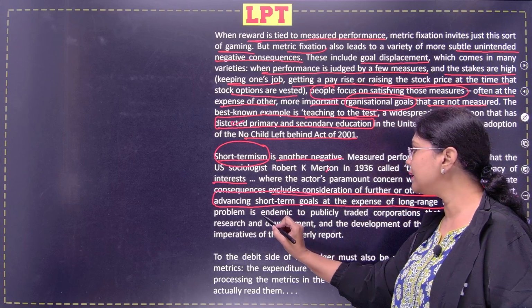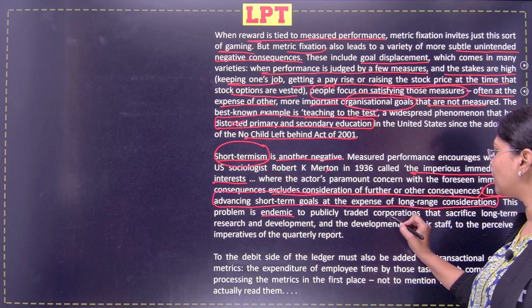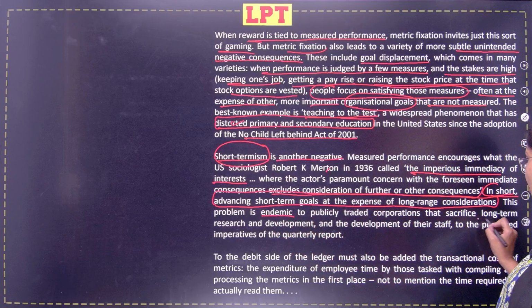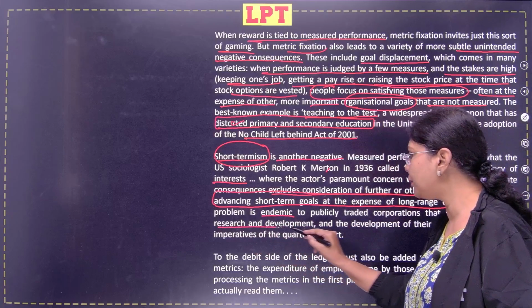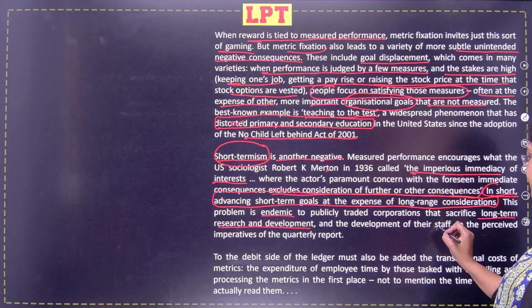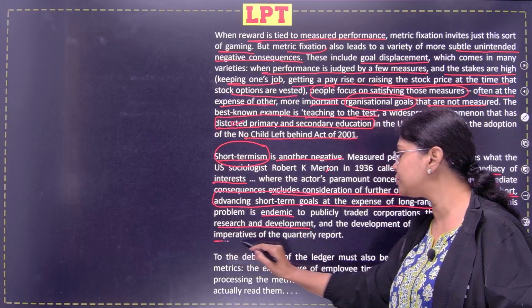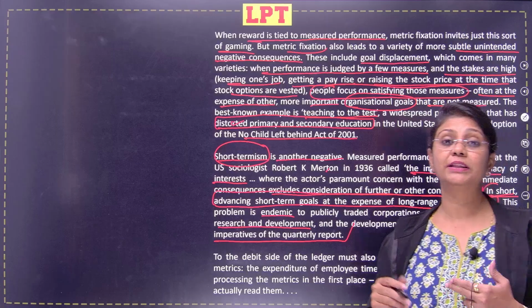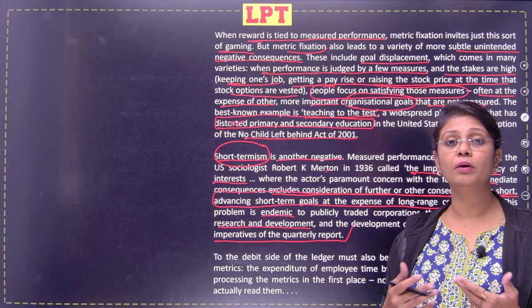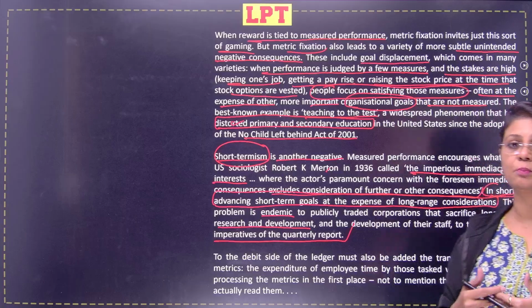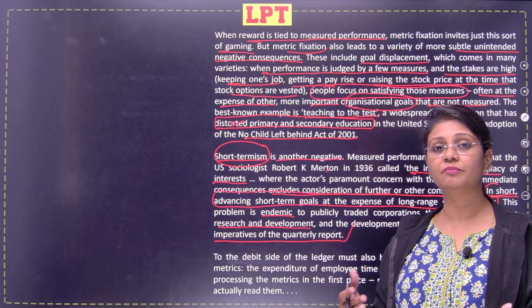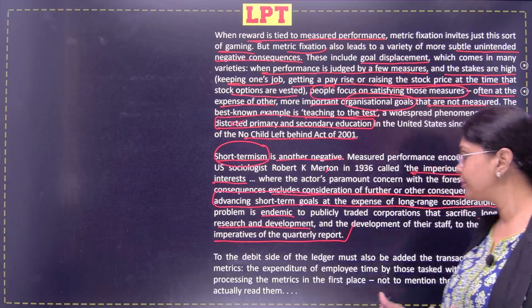This problem is endemic to publicly traded corporations that sacrifice long-term research and the development of their staff to the perceived imperatives of the quarterly report. So for them, the quarterly report is more important than the performance of the employees or some other way of measuring their performance. Let's read further.